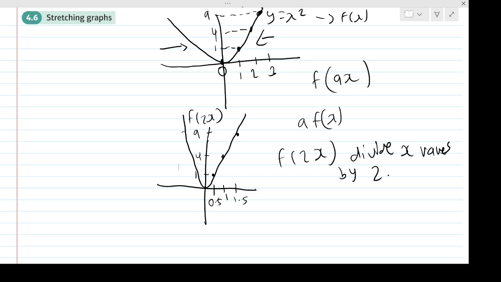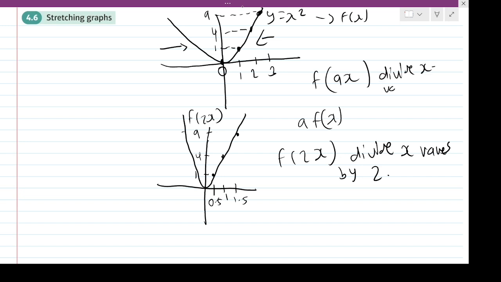So in general then, that's f of 2 of x, f of a of x. If we do it up here, that's going to divide the x values by a. But also, if it's divided by a, that's the same as multiplying by 1 over a, isn't it? And that would be the exact same thing. So that's f of a of x.